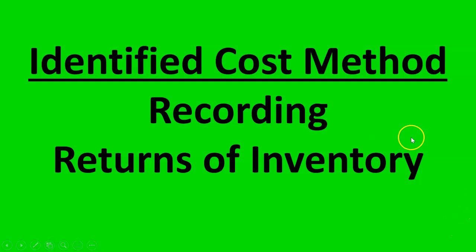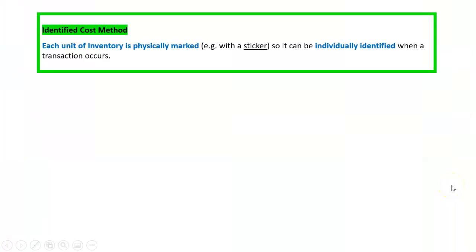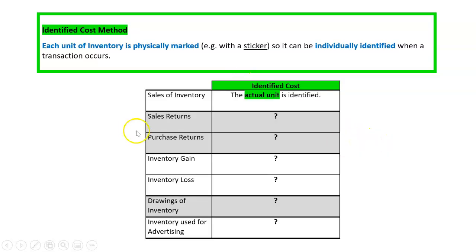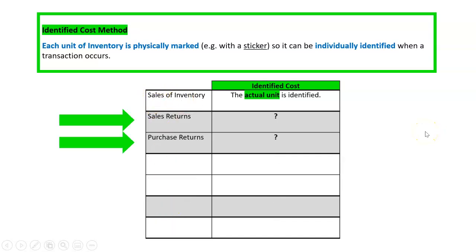Let's look at the identified cost method, how we would record returns of inventory, which is always really tricky. So what is the identified cost method? It's where each unit of inventory is physically marked, for example, with a sticker, so it can be individually identified when a transaction occurs. And we need to know the rules for the following transactions here. So far we've done sales of inventory. Now we need to know, what do we do when there's a sales return and a purchase return?